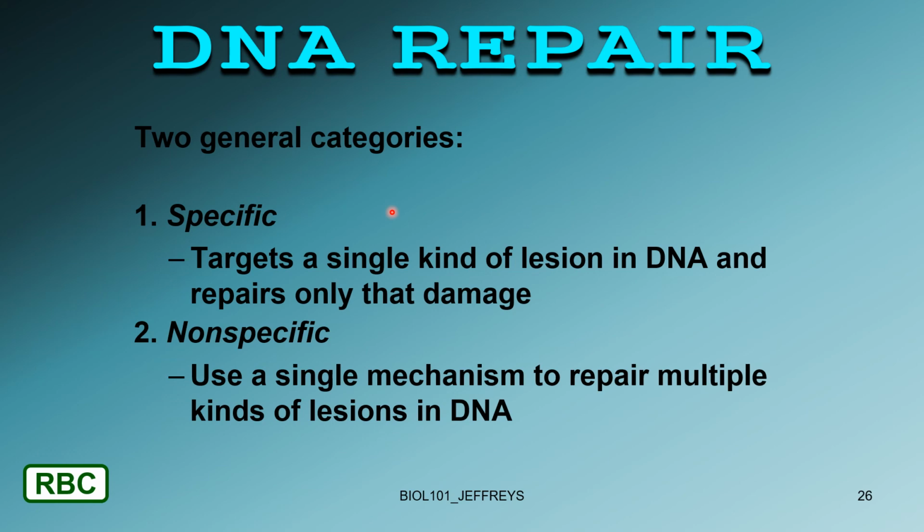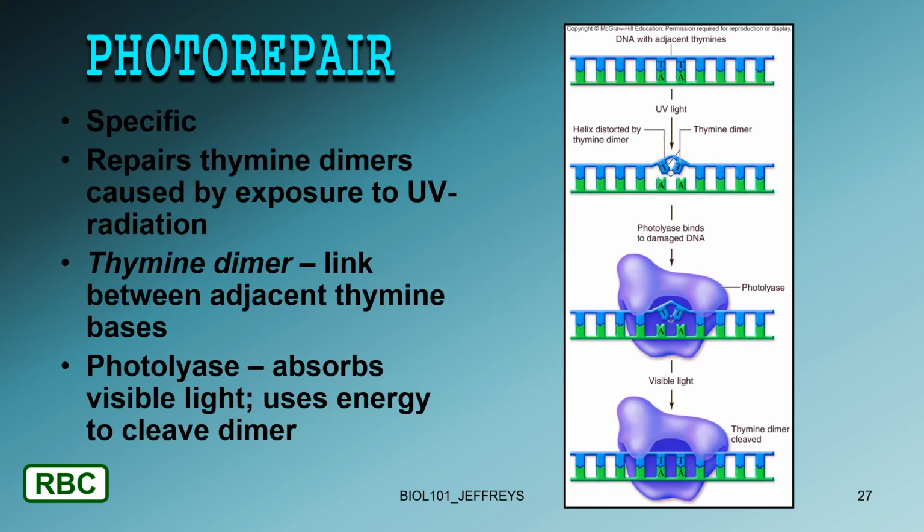A specific type of lesion is during proofreading, when DNA polymerase detects a base that's the wrong base, it will stop, pull out that base, and put in the new base. That's a specific repair, versus non-specific repair, where a single mechanism repairs multiple kinds of lesions. So DNA polymerase III, as it is replicating, can take care of specific repairs, but there are some mechanisms that take care of non-specific repairs. It's just, here's a problem, take care of the problem.